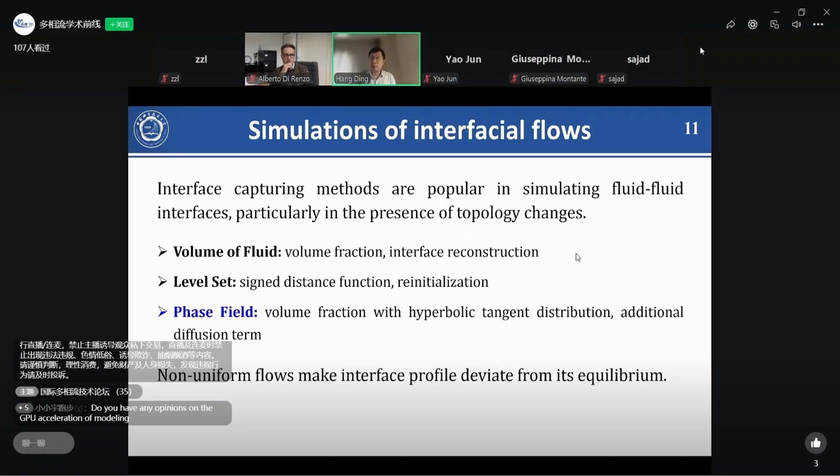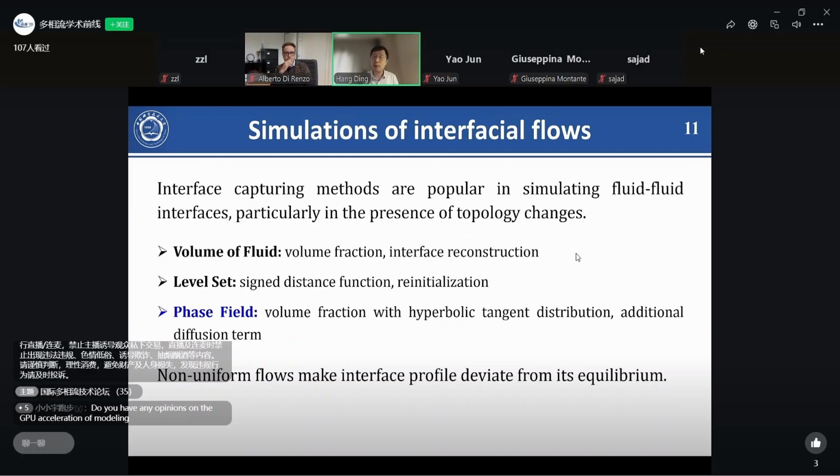Okay, especially for the level-set method, they use a scalar, we call it the signed distance function, to represent the interface shape and position. But for the phase field methods, the volume fraction with a hyperbolic tangent distribution is used to track the evolution of the interface. But for this interface capturing method, one of the challenges is that because of the non-uniform flows, it always makes the interface profile deviate from its equilibrium state.